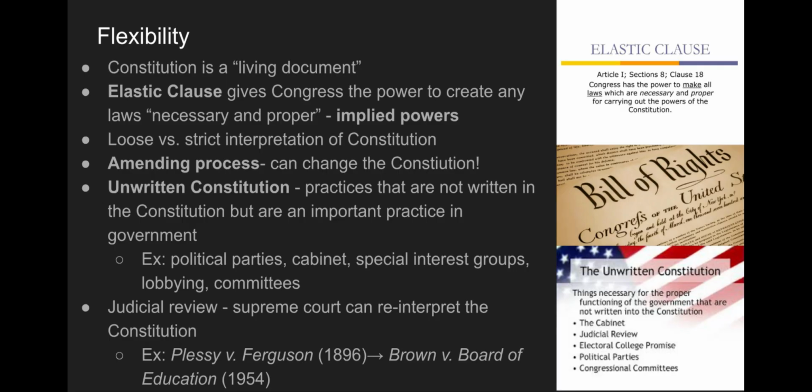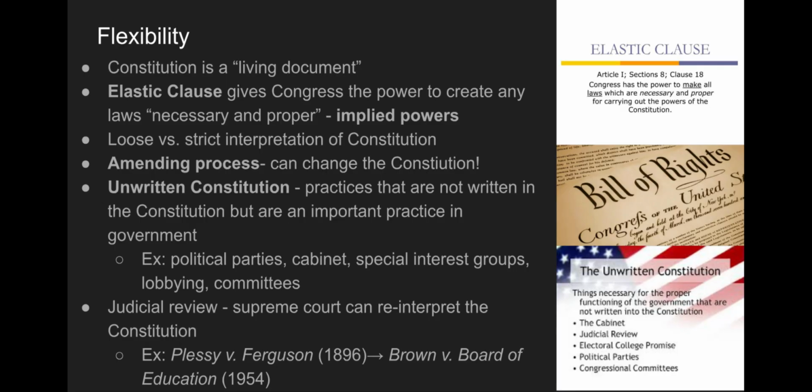There's another principle called the Unwritten Constitution. What? It's unwritten. Again, things that are not written in the Constitution, but they are important practices for how we actually run government. So the most significant examples of this are political parties. Nowhere in the Constitution does it mention political parties, and yet our government would not run without it. Political parties are responsible for narrowing down and selecting candidates for voters to choose from.